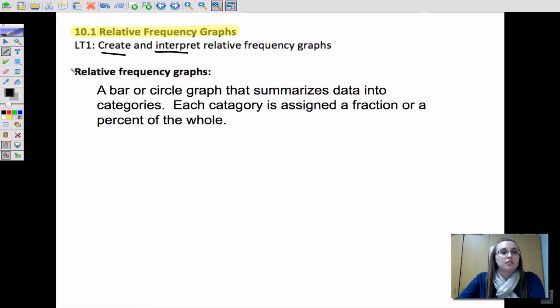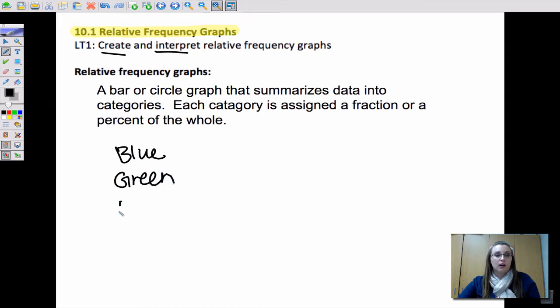So first, let's just define what a relative frequency graph is. This is either a bar graph or a circle graph that summarizes data into categories. For example, if I was looking at a class of students and I was saying who has blue eyes, who has green eyes, who has brown, and other. Let's say there was 5, 2, 15, and 1.